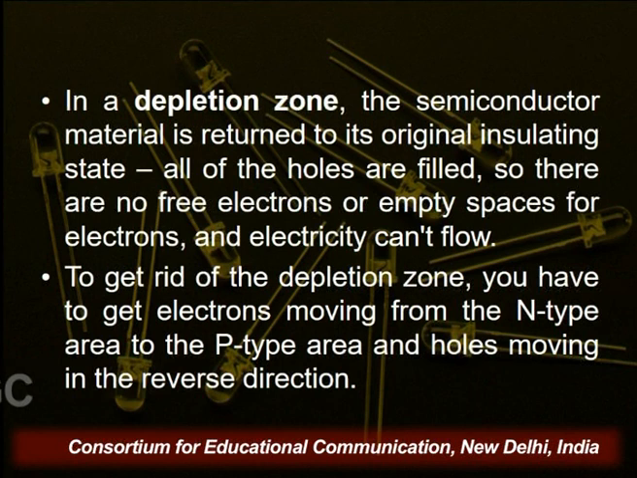All of the holes are filled, so there are no free electrons or empty spaces for electrons, and electricity cannot flow in it. To get rid of the depletion layer, we have to get the electrons moving from the N type area to the P type area and the holes moving in the reverse direction. So we can remove the depletion layer if the N type material's electrons move to the P type material and the P type material's holes move to the N type material.